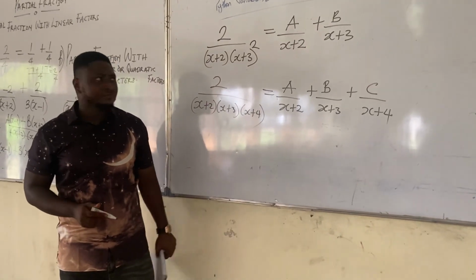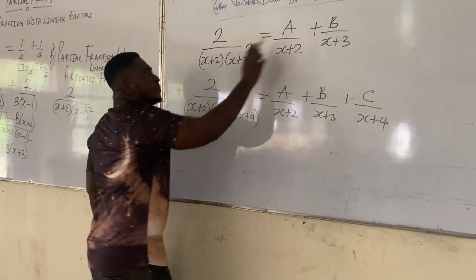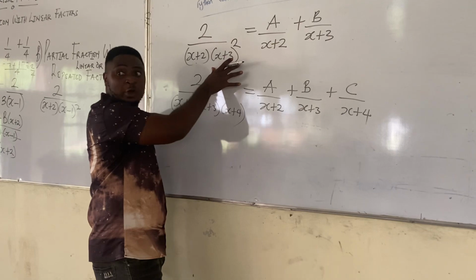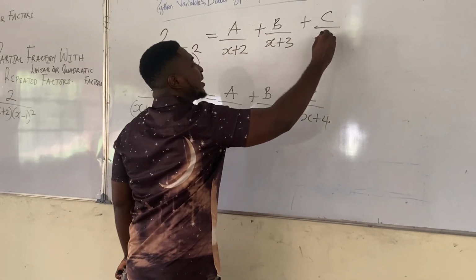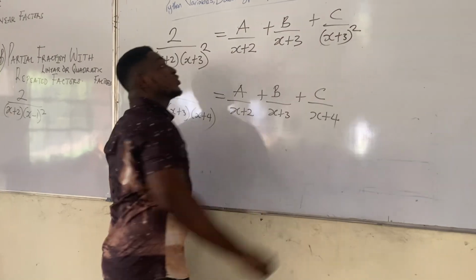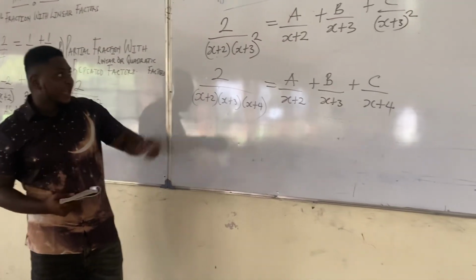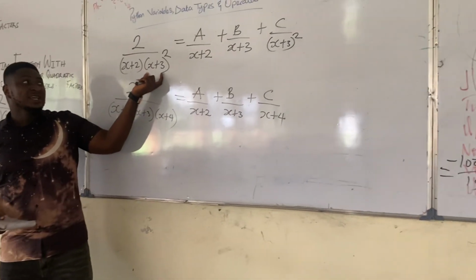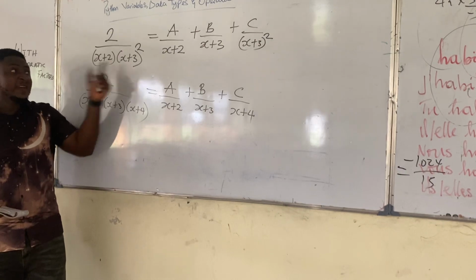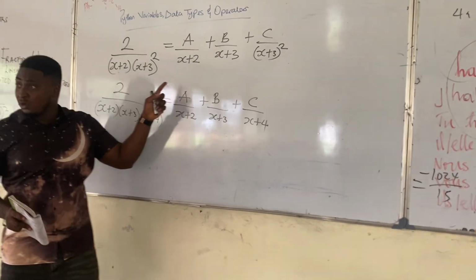Look up. Class, you're going to say A all over x + 2. Are you seeing it? Plus B all over x + 3. Don't put square. Now plus C all over (x + 3) squared. These are your undo squared partial fractions. A all over x + 2, now plus B all over x + 3. Class, you assume the square is not there. Just say B all over x + 3. Then you now come again and say plus C all over (x + 3) all squared.